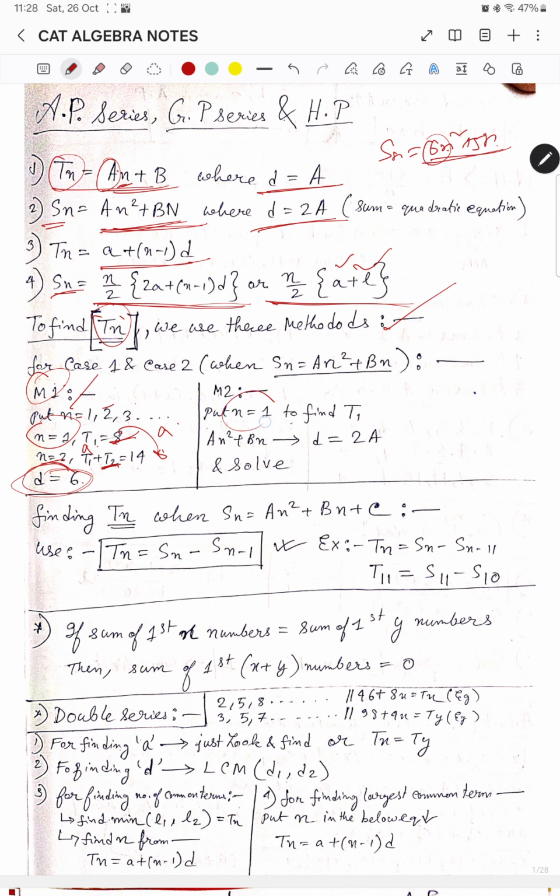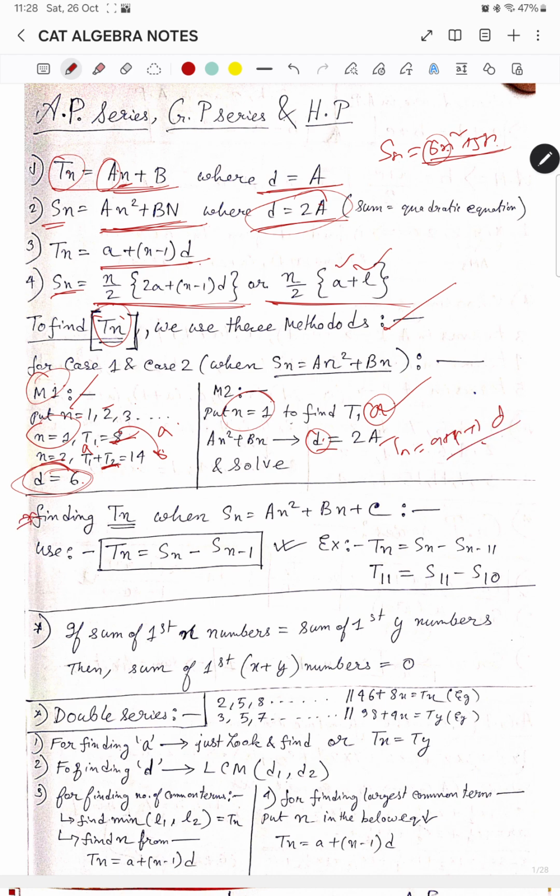Method 2 was to put n equals 1 to find T1, and as you also know d equals 2a, you will get d, and T1 is a, you will get that, and Tn is basically a plus n minus 1 into d.